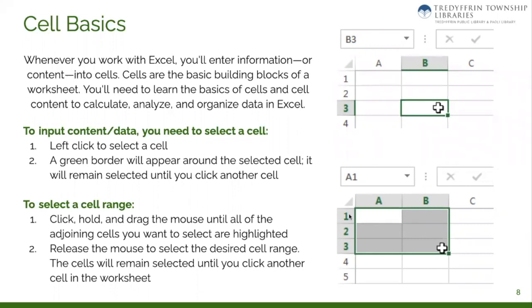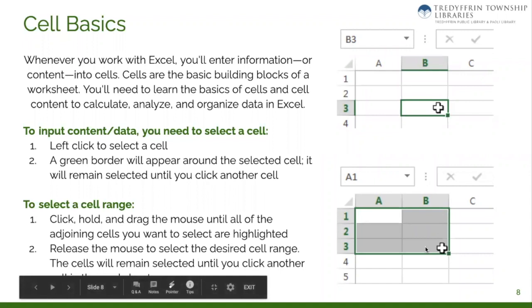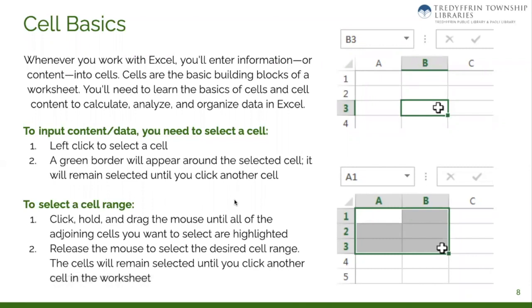So you can see here, A1 through B3 have been selected. This includes the cells A1, A2, A3, B1, B2, and B3. Selecting a cell range is helpful for creating tables, which we'll do a little bit later.